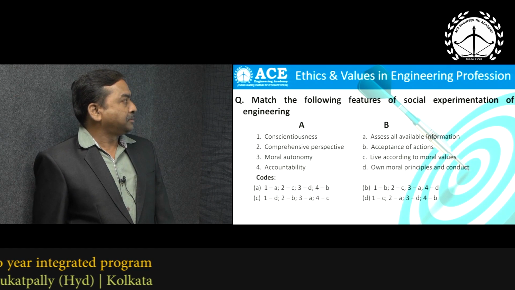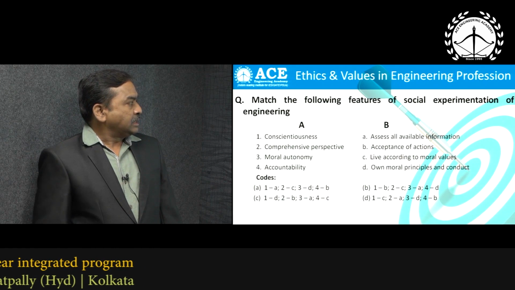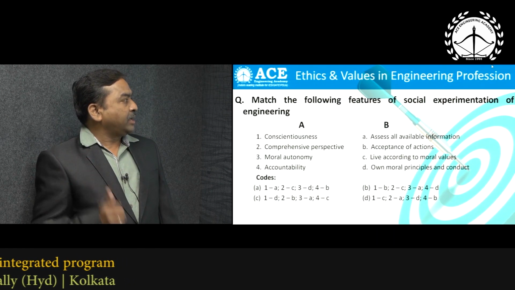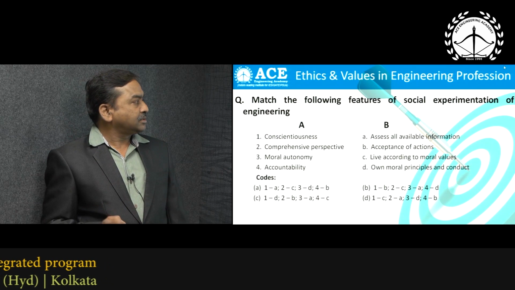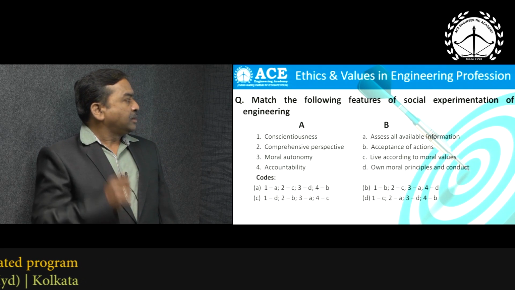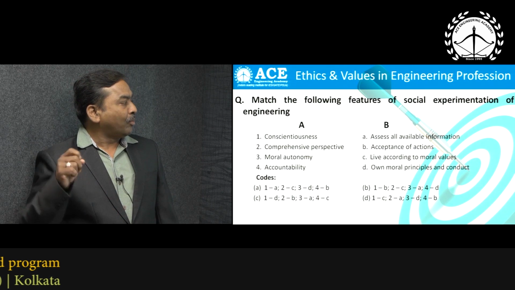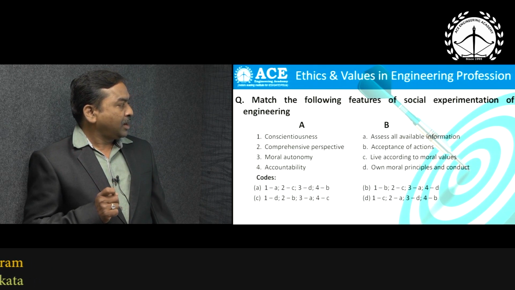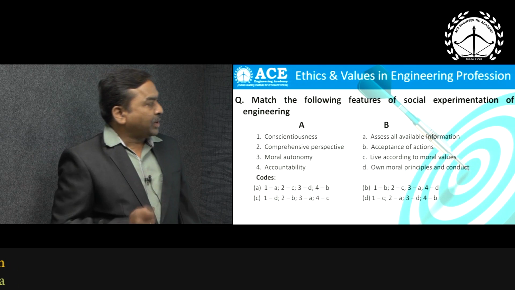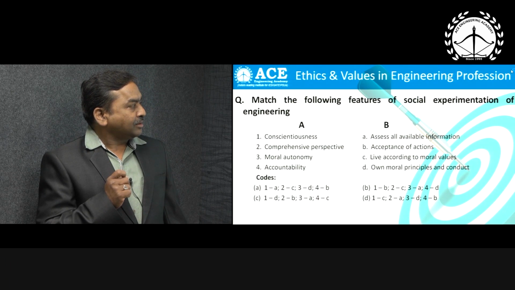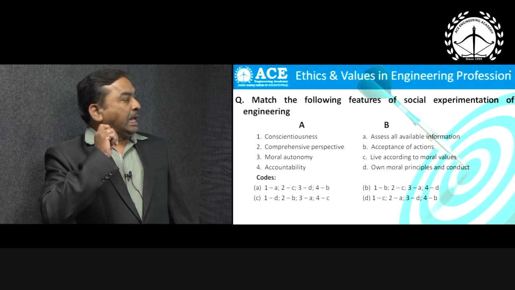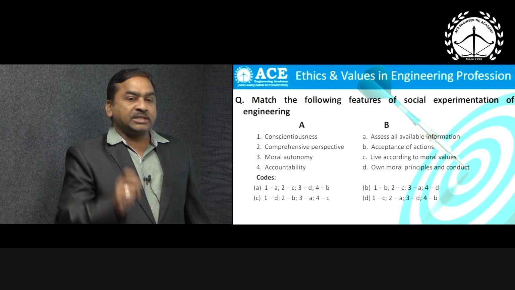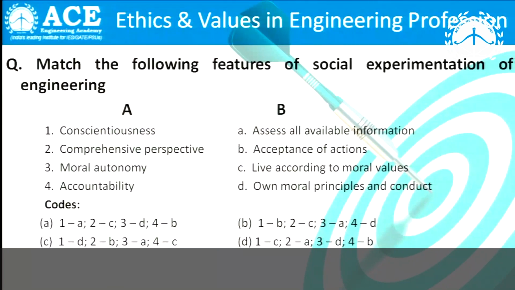We'll take another question. Side A, side B. Conscientiousness. A1, comprehensive perspective. A2, moral autonomy. A3, accountability. A4. We'll go with accountability. What is accountability? Acceptance of all actions is being accountable. We are accountable for what we do. So acceptance is very important.